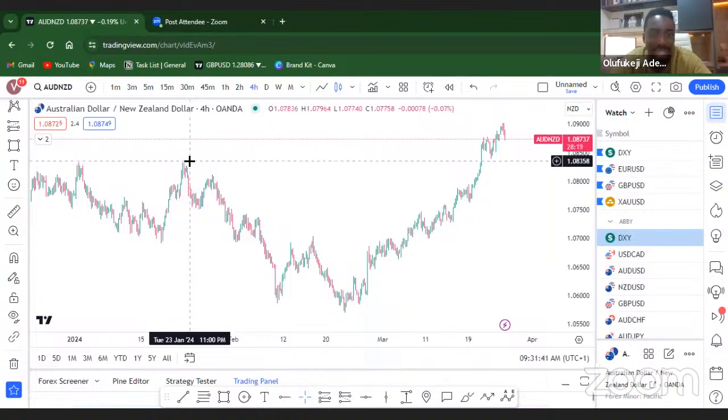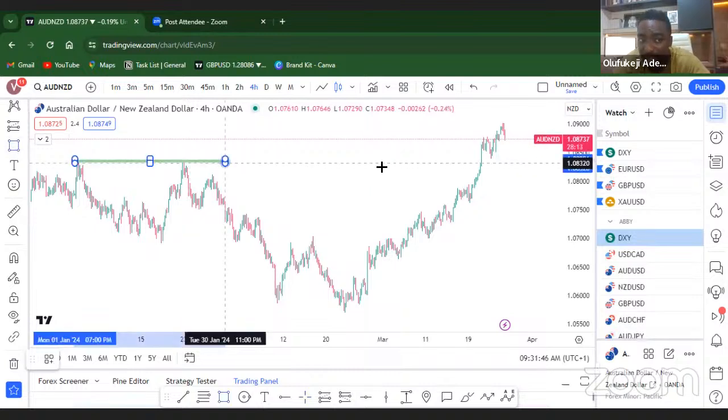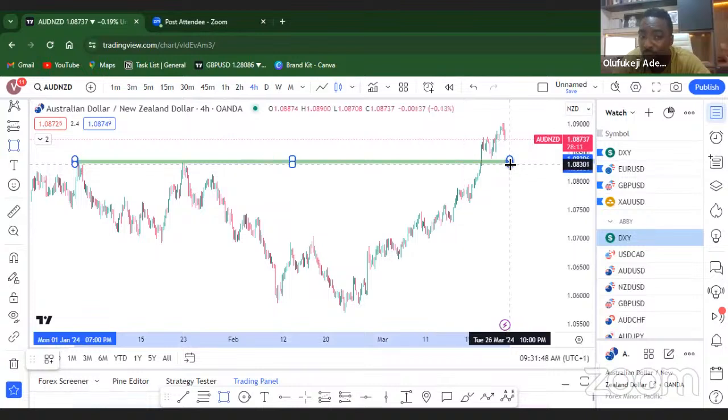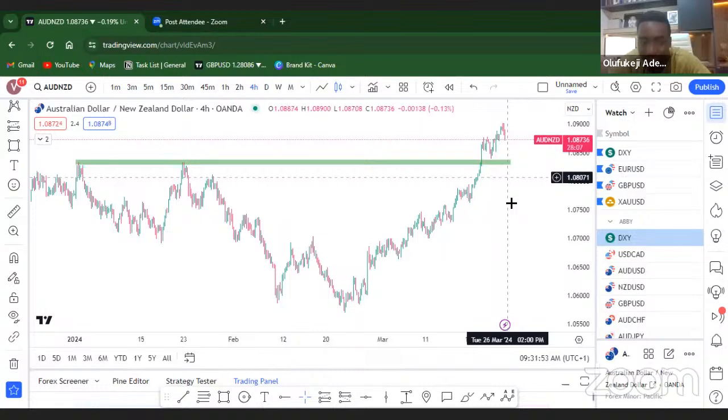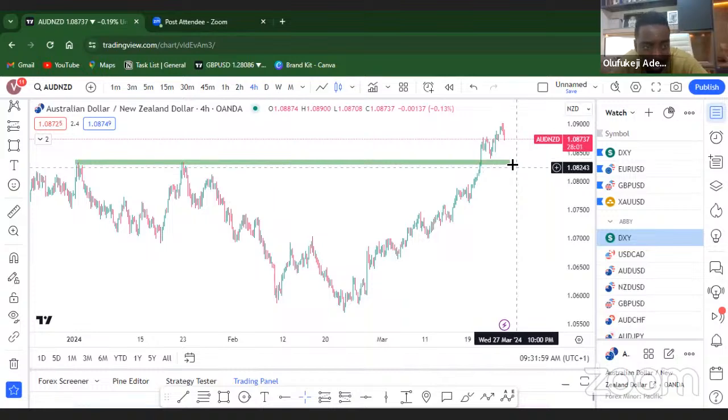Exactly. So you mark that. Why? Because it's a flip zone. Support has become resistance. Sorry, resistance has become support. That's a flip zone. Exactly. So we mark that. We are expecting that place to hold. If that place gets taken out, so you can now zoom in now that I've gotten those places.